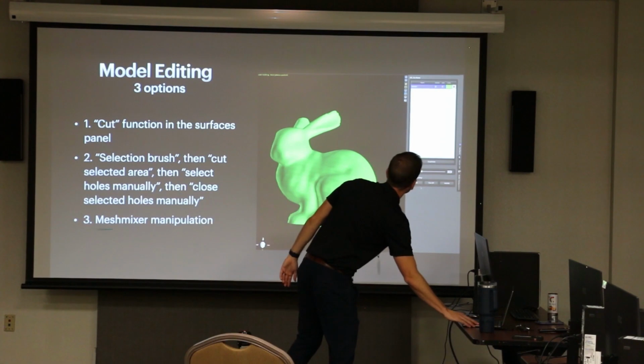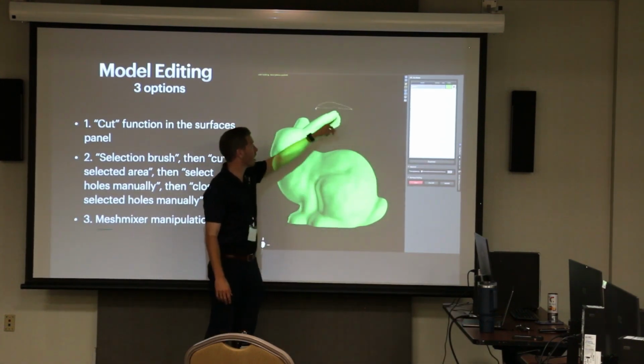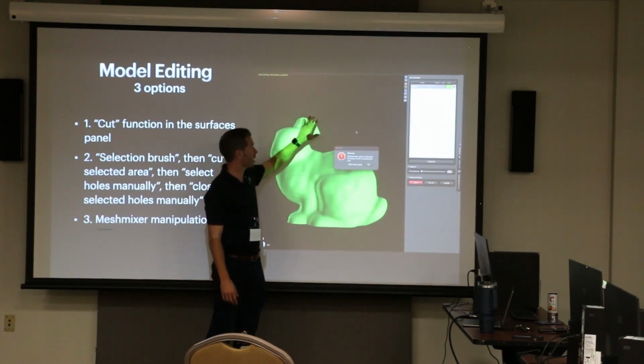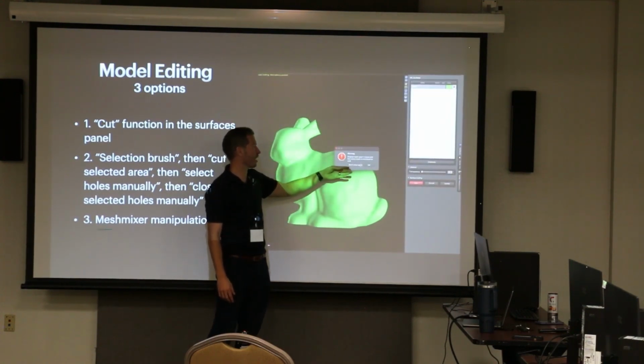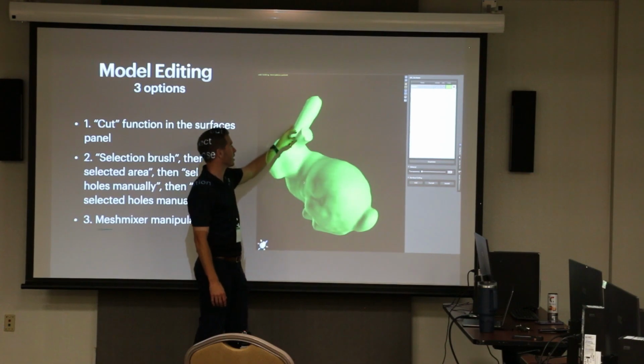But watch this video closely. I'm going to click cut. I'm going to lasso around an area. I'm going to let go. It cut it, and it's always going to give you this little error. And then notice how I turned cut off. Now I can roll around and see that it cut the ear off.